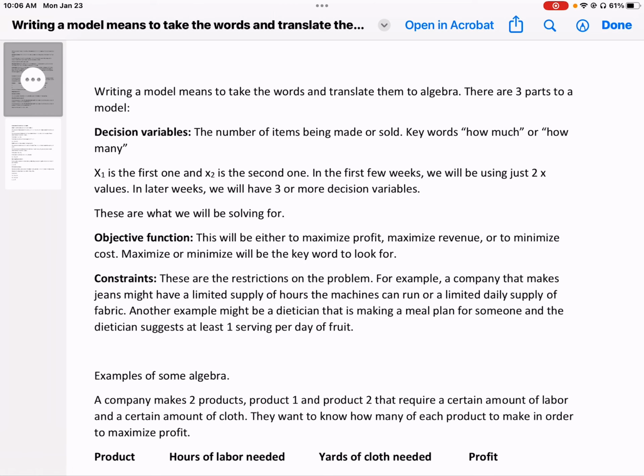Objective function: this will either be maximize profit, maximize revenue, or minimize cost. Maximize or minimize will be the key word to look for.